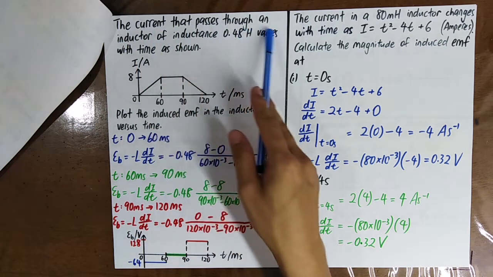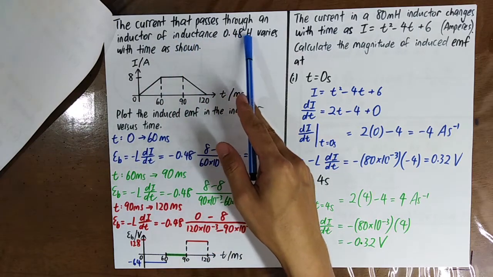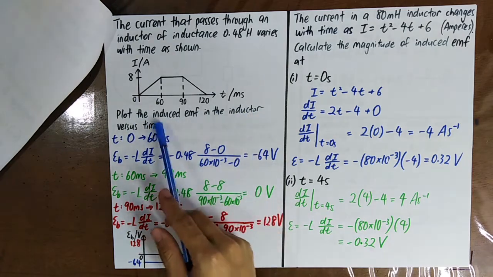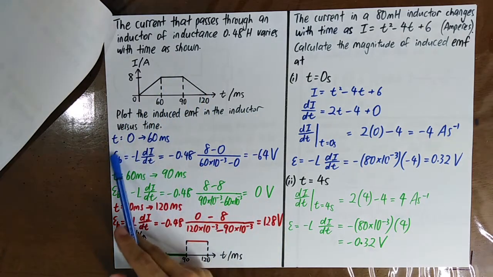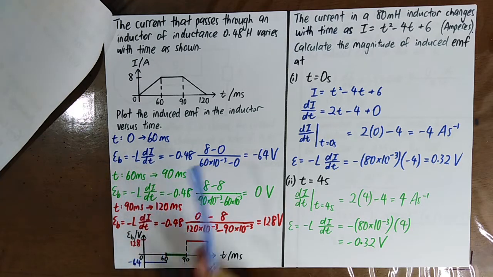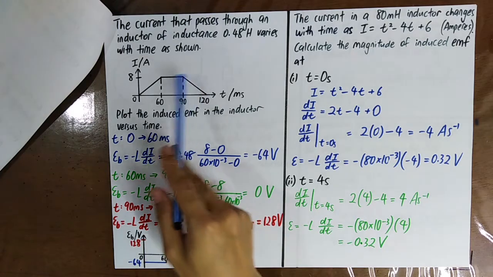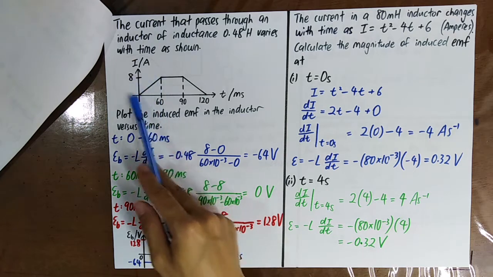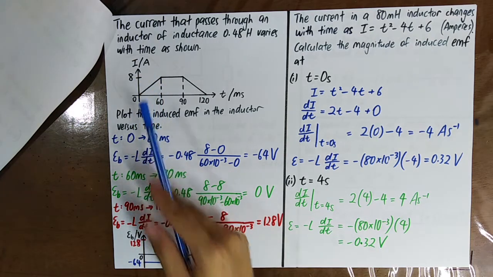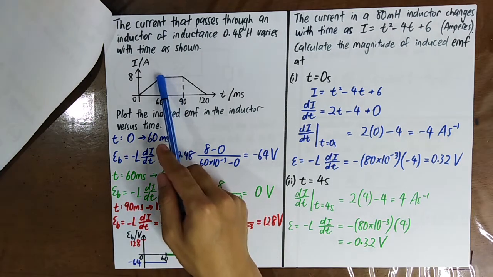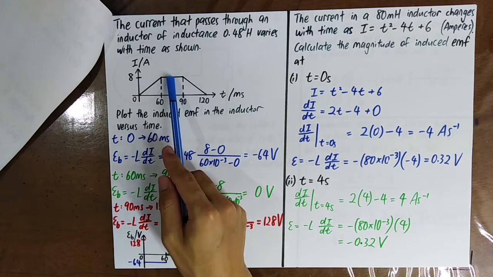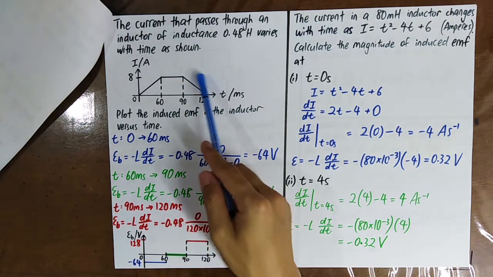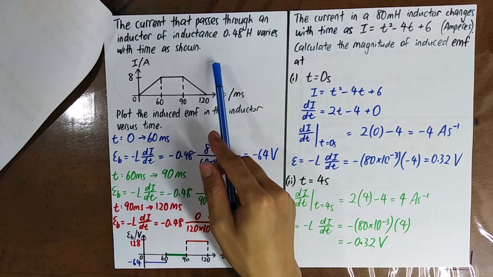The current that passes through an inductor of inductance 0.48 Henry varies with time as shown. Please plot the induced EMF in the inductor versus time. So once again you use E equal to negative L di/dt to find out the value of E in all the regions. For example, in this region, you know that di/dt is a positive value, and then you know that the back EMF is a negative value. In this region, I is a constant, so di equal to 0, so you know that the back EMF is equal to 0. At this region, you know that I is decreasing, so di/dt is less than 0.